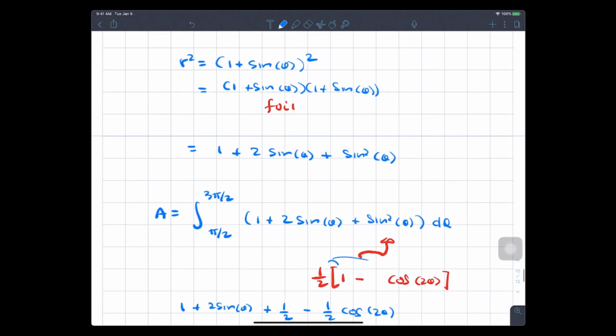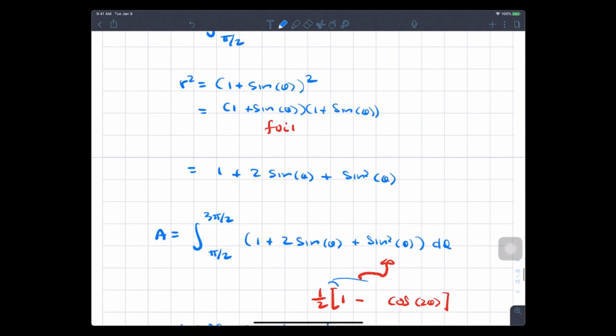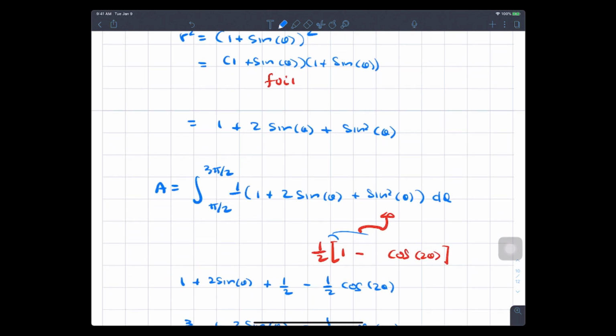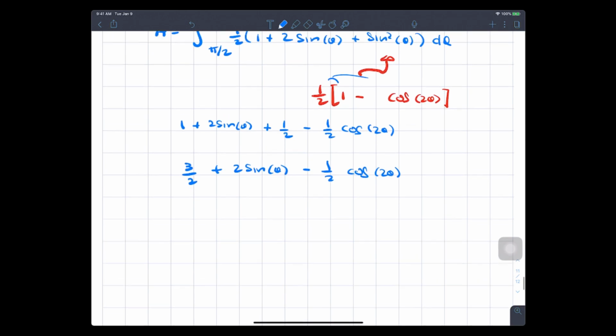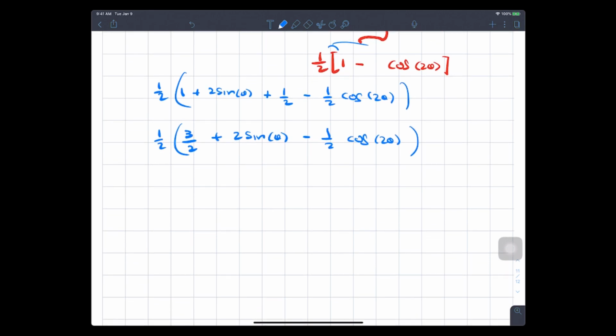Let's double check. Did we have the 1/2 there? No, I don't think we put the 1/2. Remember, we need the 1/2 factor, so let's not forget it. So under our integral for the area from pi over 2 to 3 pi over 2, we have 3/4 plus sine theta. We're going to distribute there.